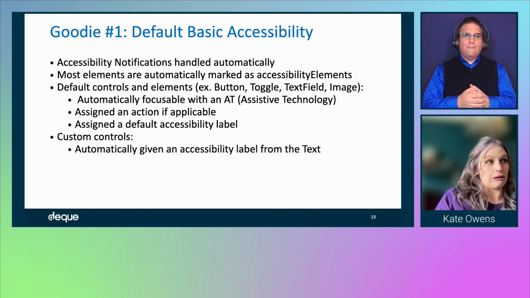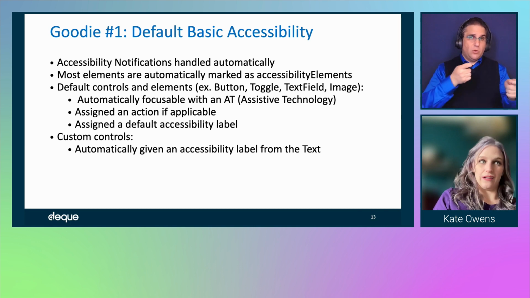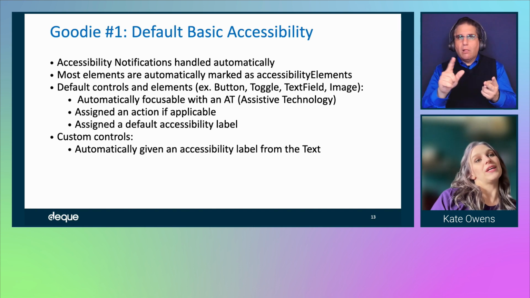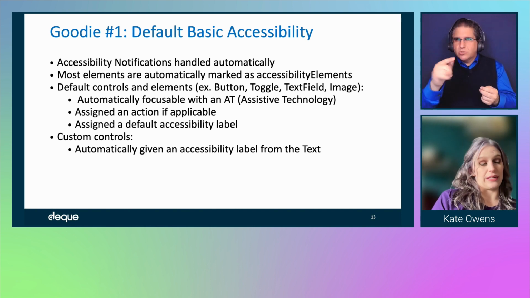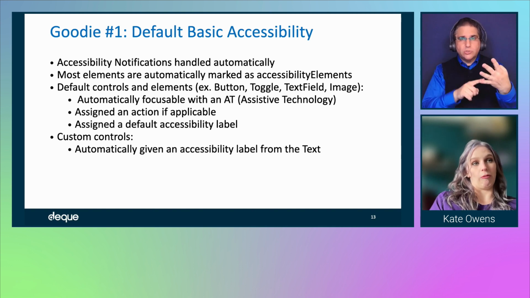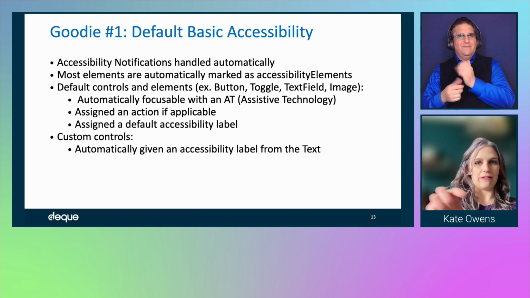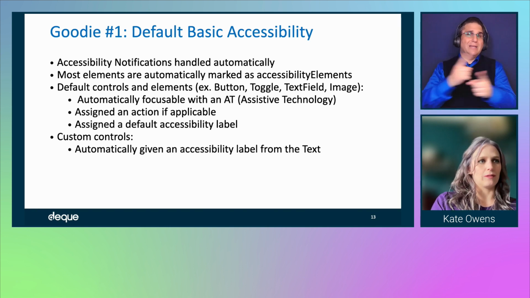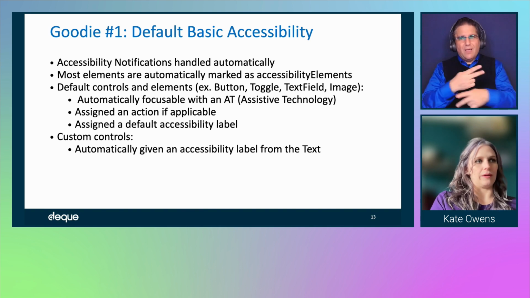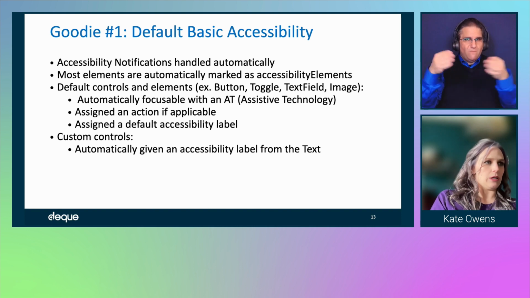Touched on this a little bit earlier, but default controls and elements such as a button, toggle, or switch, as some people call it, text field, image, just to name a few, are automatically going to be focusable with an assistive technology. It will be announced or have a focus box, depending on which technology it is, but those default controls are going to be focusable with assistive technologies automatically, which is very good.